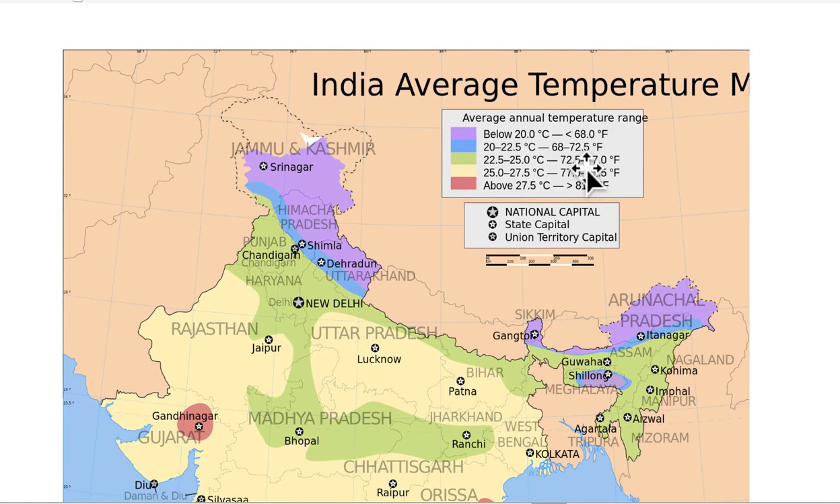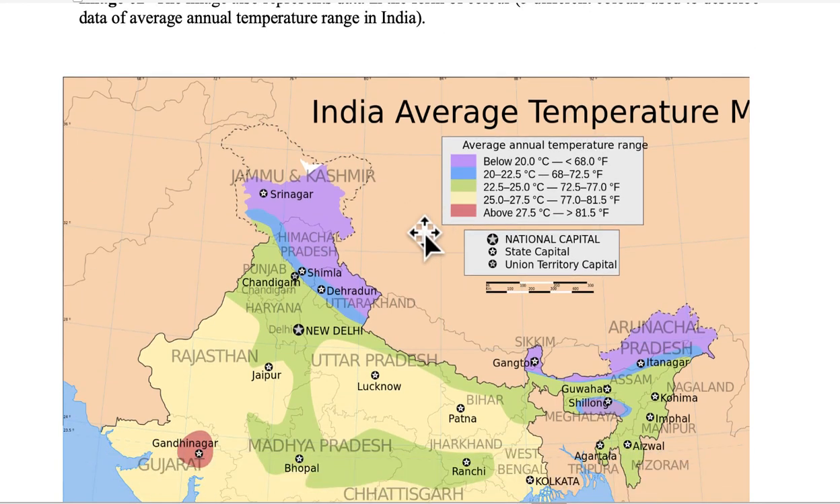This is again a map. Here we are using colors to see the temperature. Average annual temperature is shown in different colors. Where the temperature is below 20, very cold areas are shown in this purple color. A little hotter than these are shown in blue color, 20 to 22.5 degrees Celsius. In this way, as we are coming down, we can see the temperature increasing.